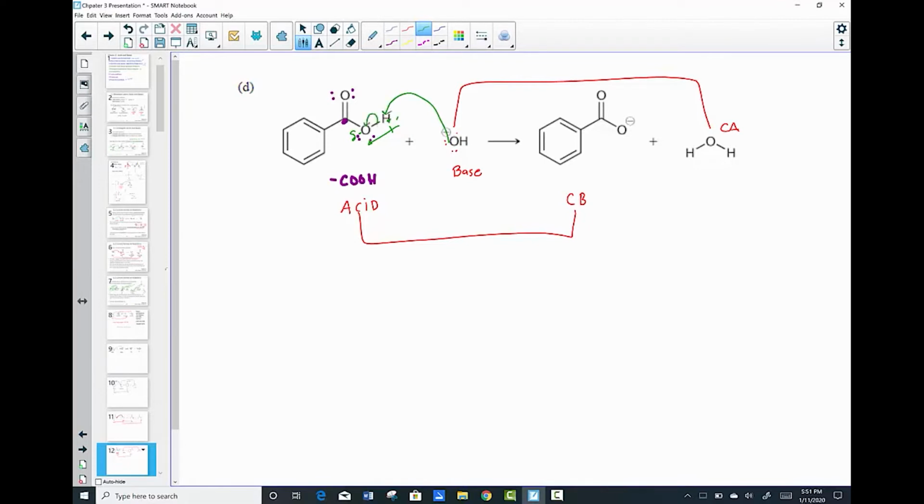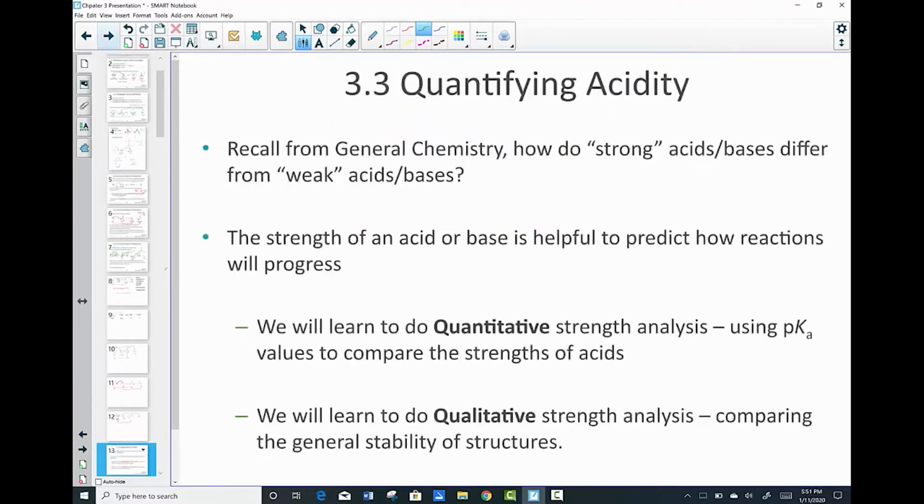Whew, those are a lot of good examples. I think we've mastered Bronsted-Lowry acid base and proton transfer. Let's bring in a little numbering system, specifically the pKa chart next. So the next steps, we're going to examine how strong or how weak an acid is.